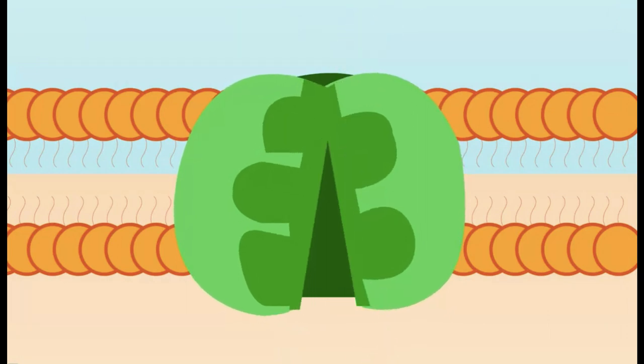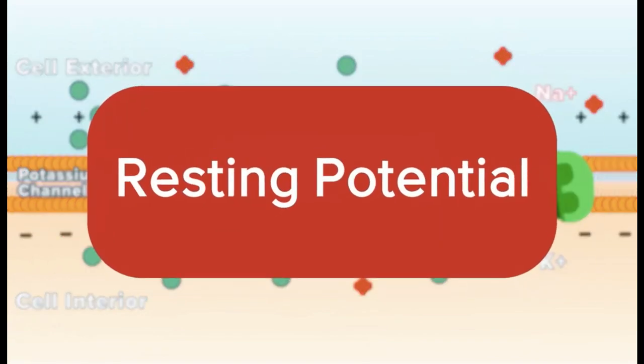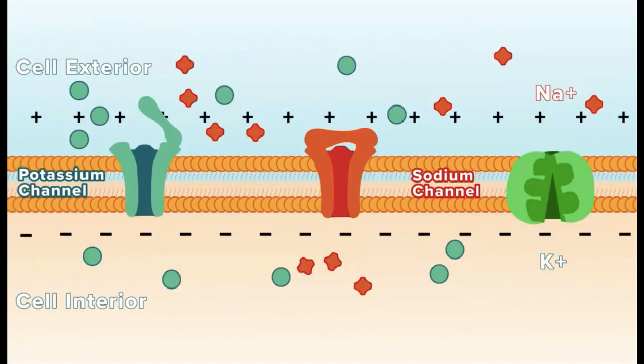So now, there are more positive charges on the outside of the membrane. This is called the resting potential. The sodium-potassium pump helps to maintain this resting potential until the neuron receives a signal.